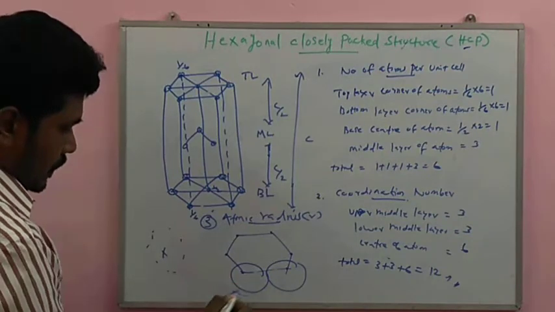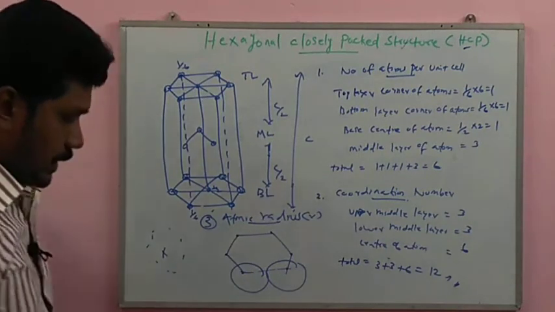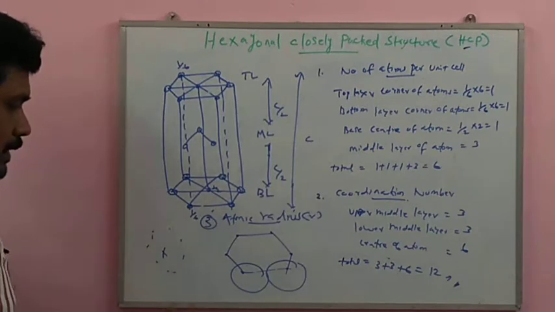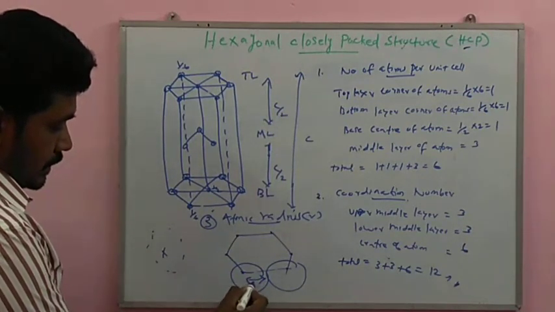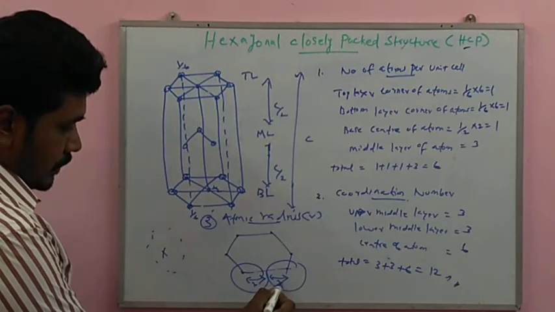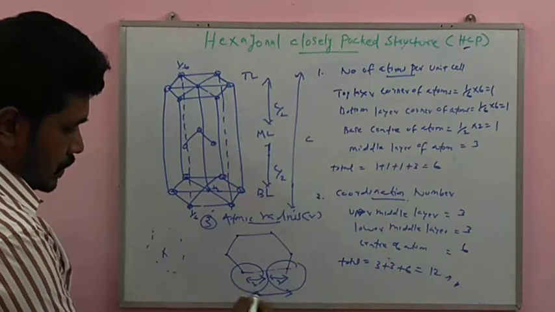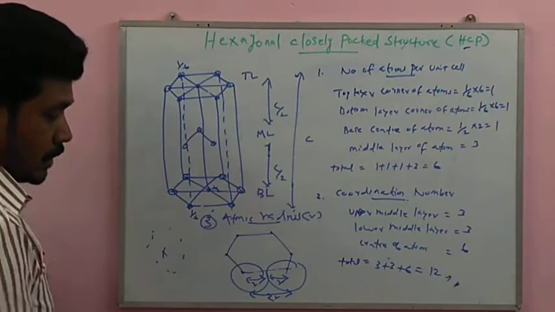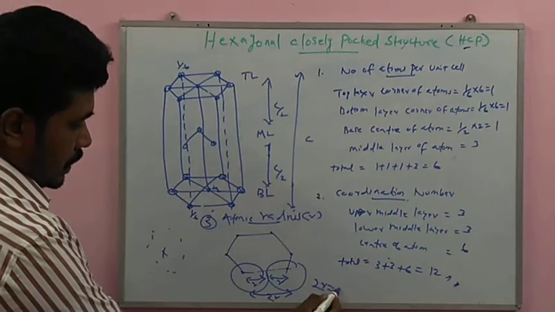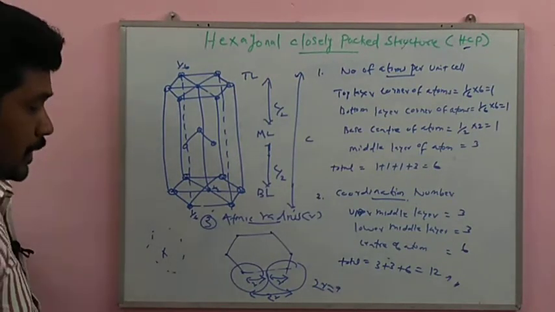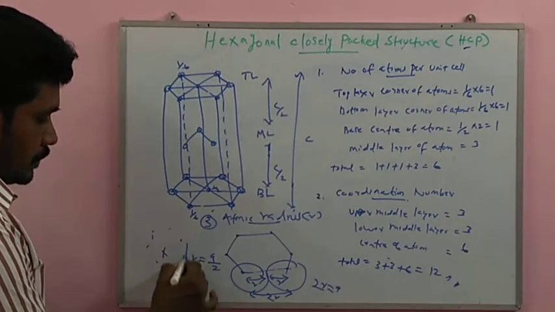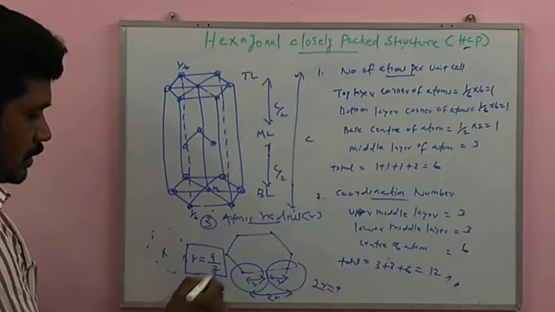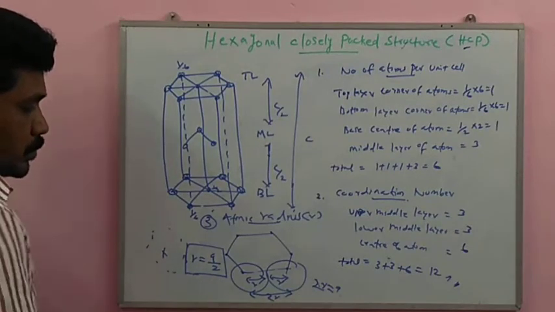So what is meant by atomic radius? It is the distance between 2 adjacent atoms. So that is the value for R. The total distance is equal to 2R. You know that 2R is equal to A, the lattice constant value. So atomic radius R is equal to A by 2.